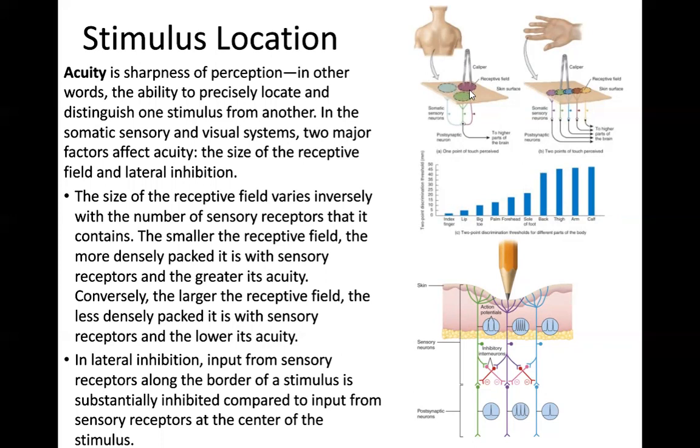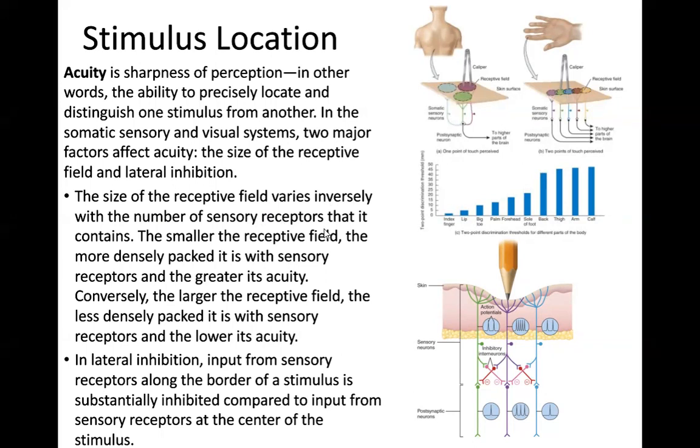Look at the size of these 3 receptive fields in comparison to these 5. And I know the picture is kind of small, but hopefully you can all see that these are bigger and these are smaller. What's something else that you notice right off the bat? These are overlapping and these are not. These are separated. The size of the receptive field varies inversely with the number of sensory receptors that it contains. So when there's only a few, they're going to have to be really big, to cover more ground, to cover more surface area.